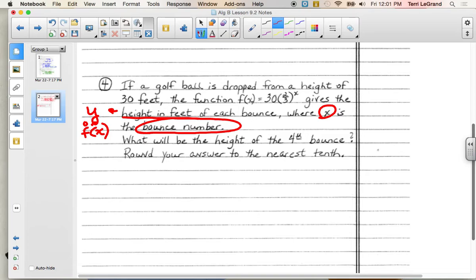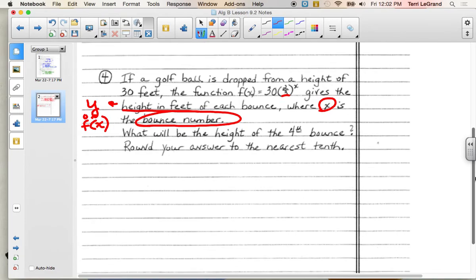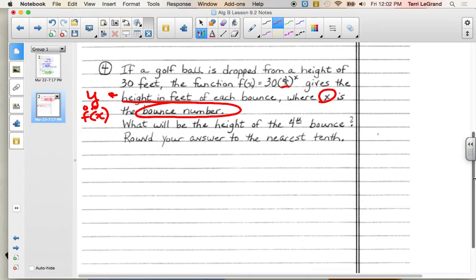Okay, what should our result be, greater than 30 or less than 30? Reasoning? Less than, because our r value is between 0 and 1, so it has to go down. So it's going to be less than 30, our answer when we're done. So what will be the height after the fourth bounce? Round your answer to the nearest tenth, it says there.